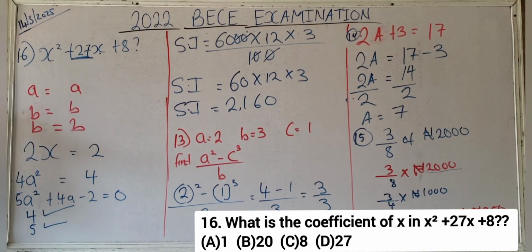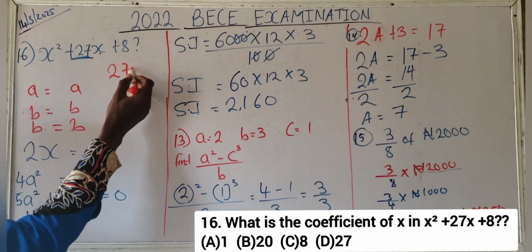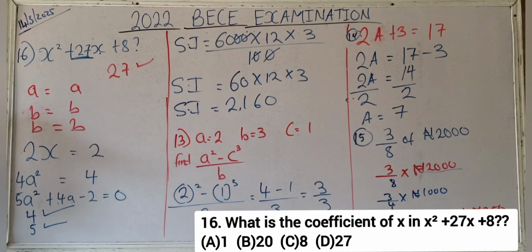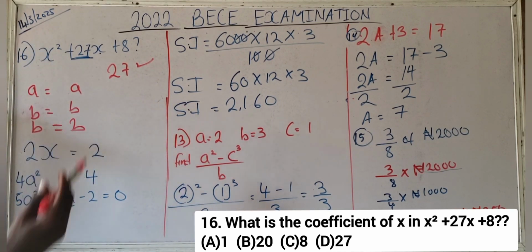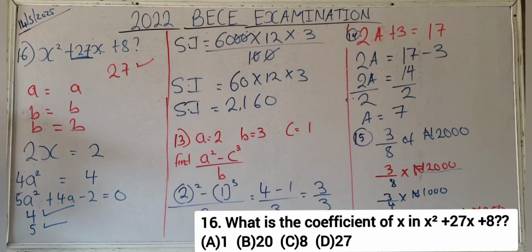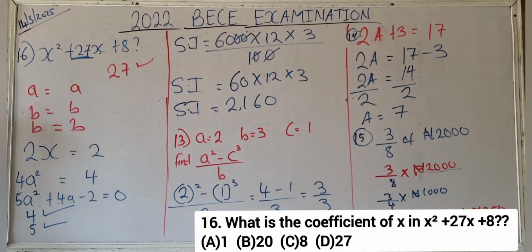Now, if you are asked to find the coefficient of x squared, it will be 1. 27 is the answer, but I'm just assuming, okay? Let's say you are asked to find the coefficient of x squared. The coefficient of x squared is an invisible 1, so the right option to that question will be 1. But since we are not asked to find the coefficient of x squared, we are asked to determine the coefficient of x. The coefficient of x is 27, okay? Let's proceed to question number 17.